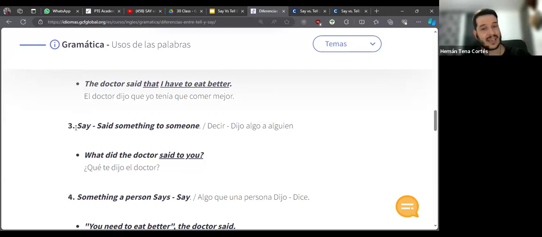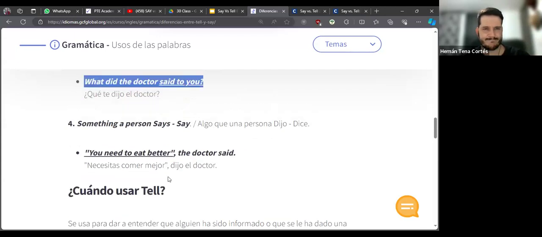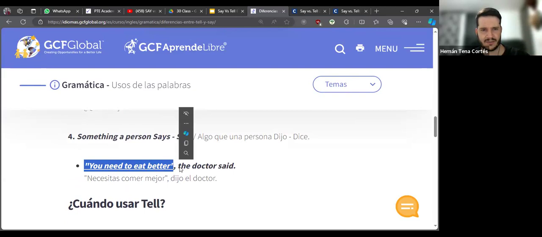Ahora, si queremos decir que alguien le dijo algo a alguien, ahí sí tenemos que usar el to y después esa persona. Pero el object pronoun, you, we, they, claro que no tenemos que usar el object pronoun, podemos decir el nombre de la persona, Jessica, Michael, etc. What did the doctor say to you? You need to eat better, the doctor said.